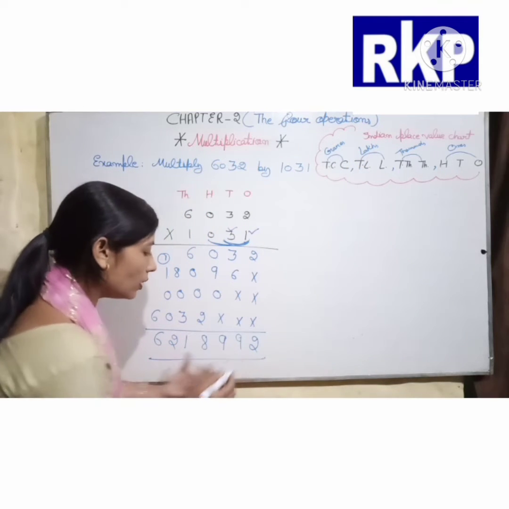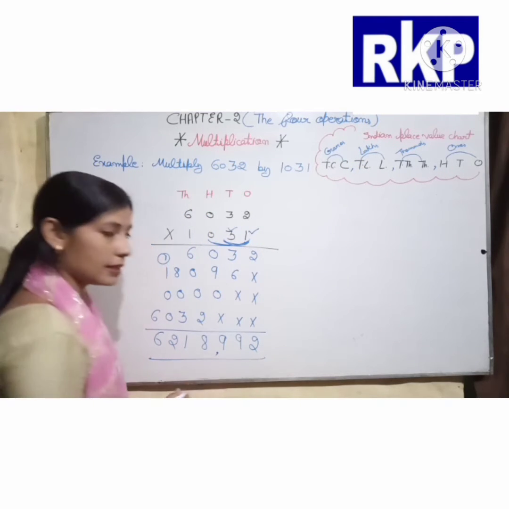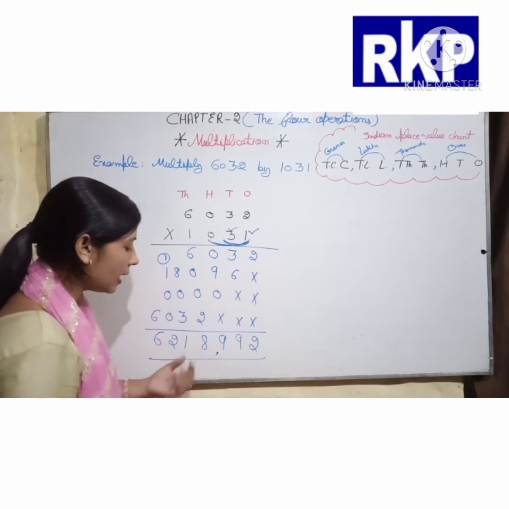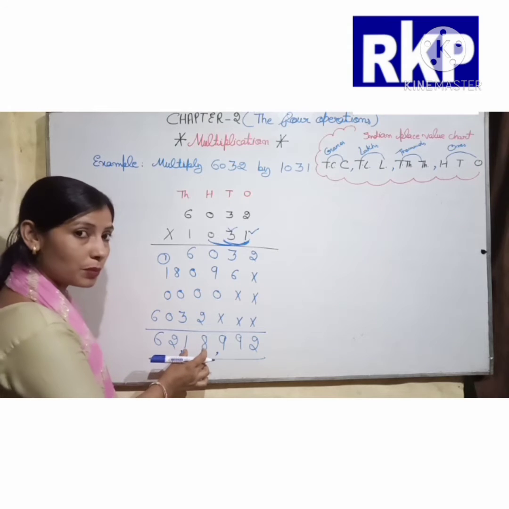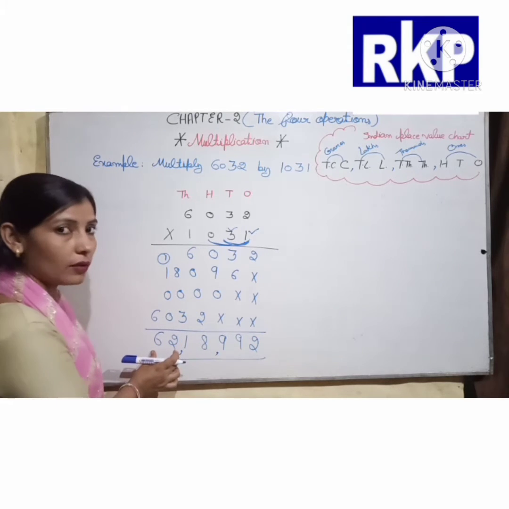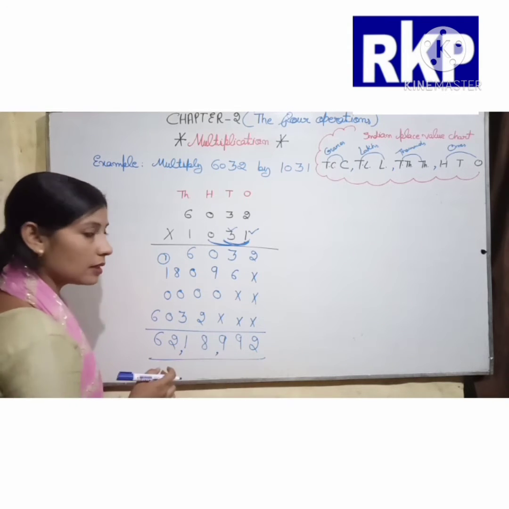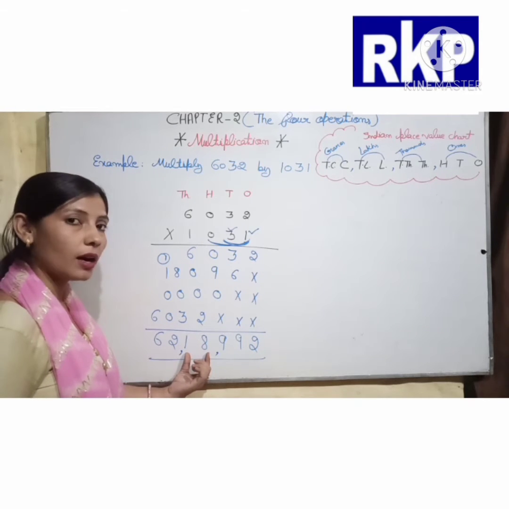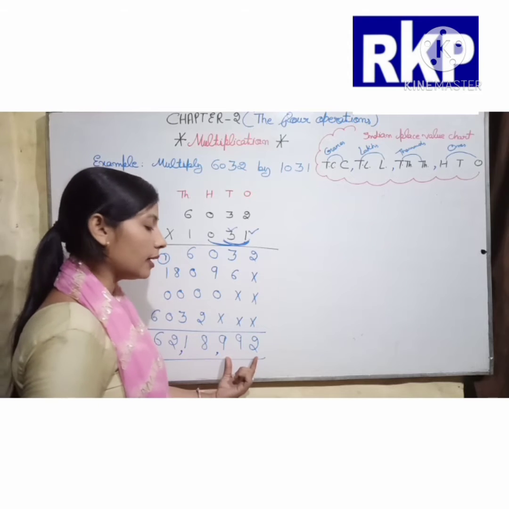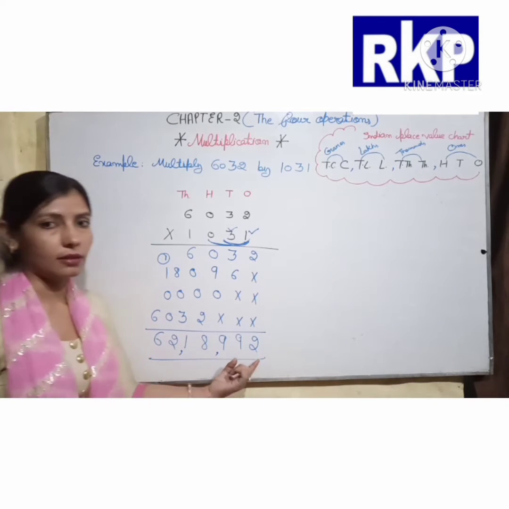So here we have to leave 3 digits from the right side. Then after that we have to leave only 2 for the thousands period. And after that we have the lakhs period. So what is this number, beta? How can we read it? 62 lakhs 18,992 is our answer.